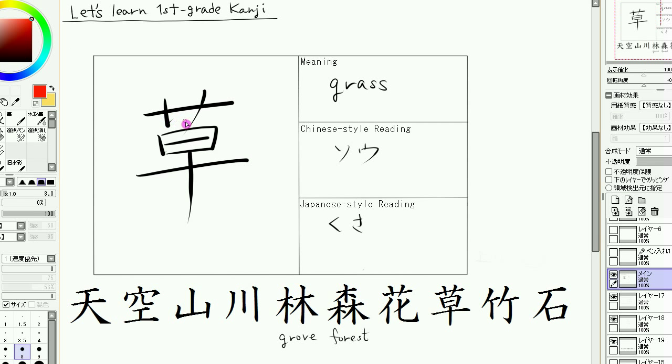And this part is called kusa kanmuri. Kanmuri means a crown. So there are many crown components for kanji. In this case, it represents plant, and it's called kusa crown. And this is also kusa crown. So they adopted the reading for this kanji to name this part.